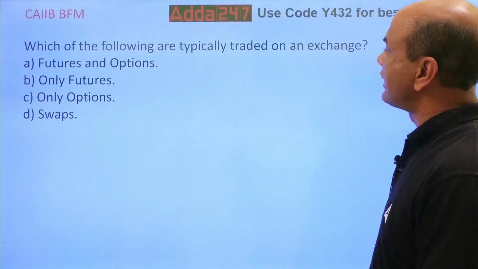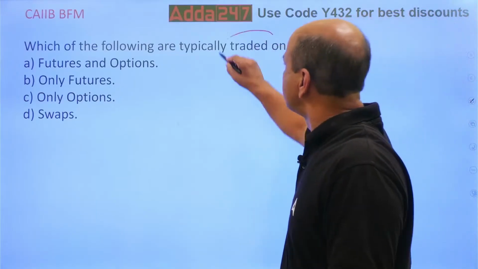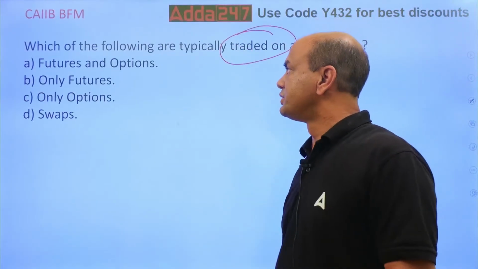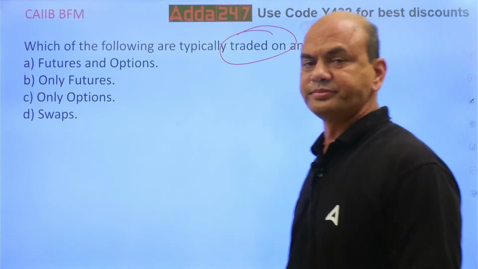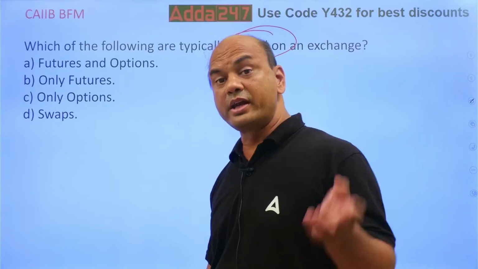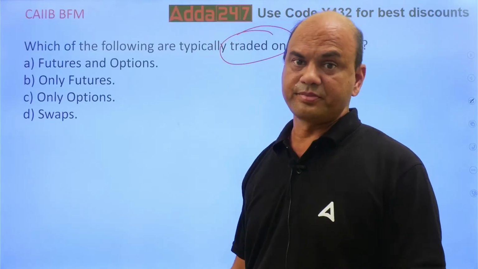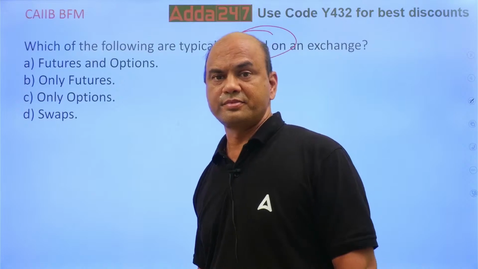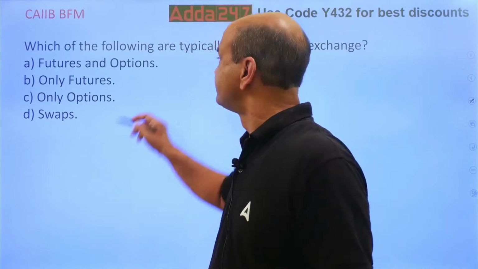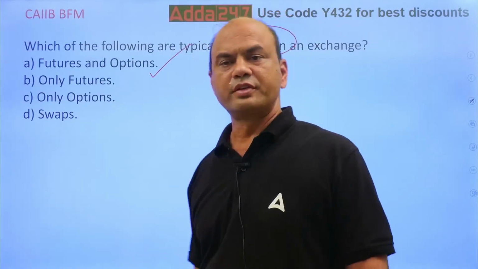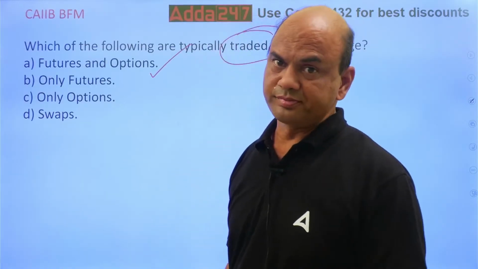Which of the following are typically traded on exchange? Futures and options, only futures, only options, swaps. Which are traded on the exchange? Futures and options, both.